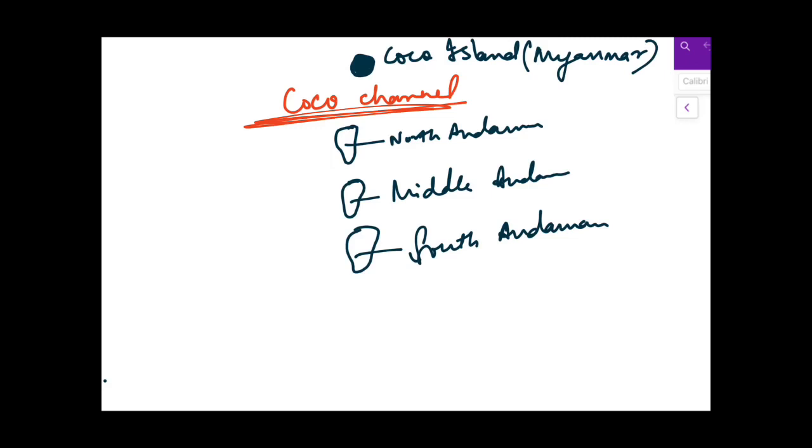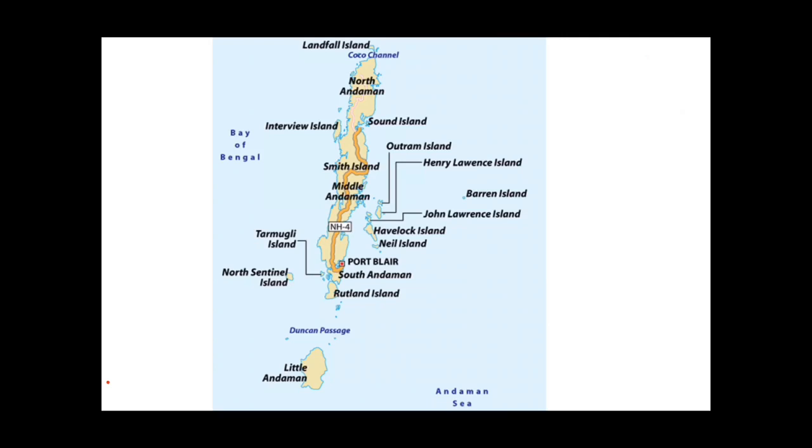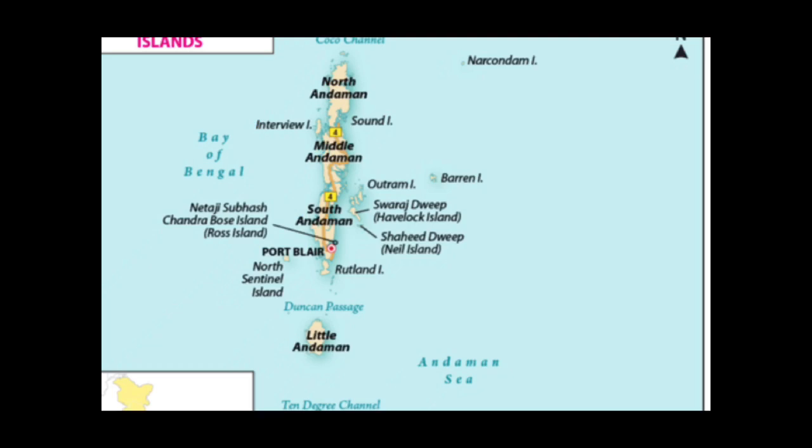And China would control over this island, Coco Island, so that China can see what are the activities being done in Indian Ocean. Here in this map you can see this is Coco Island, this is North Andaman. To the north of North Andaman there lies Coco Channel, and here lies somewhat Coco Island, which is the island territory of Myanmar.